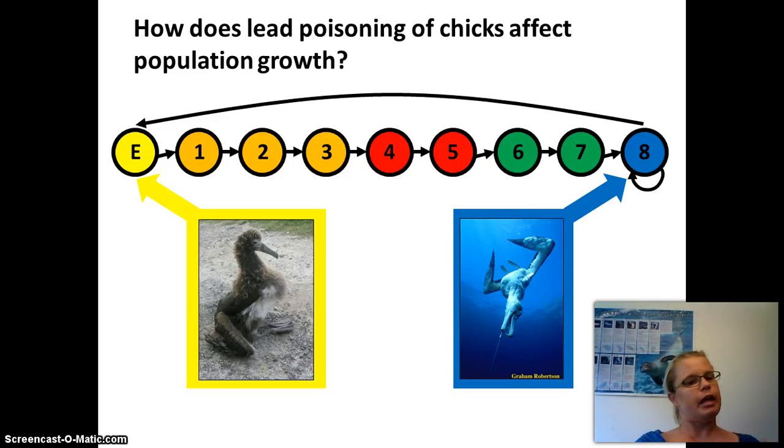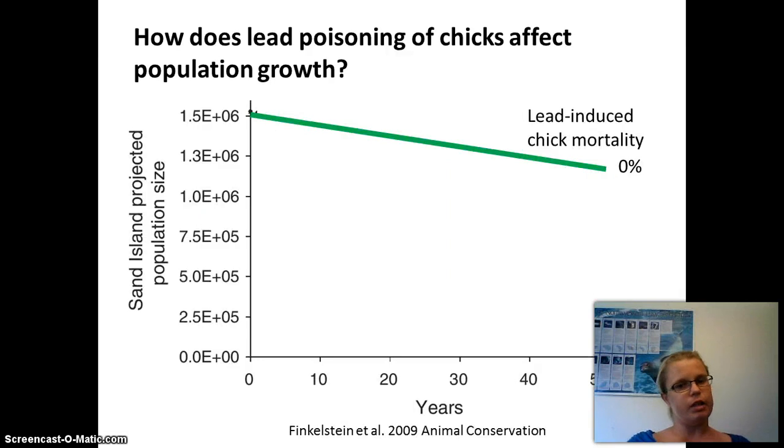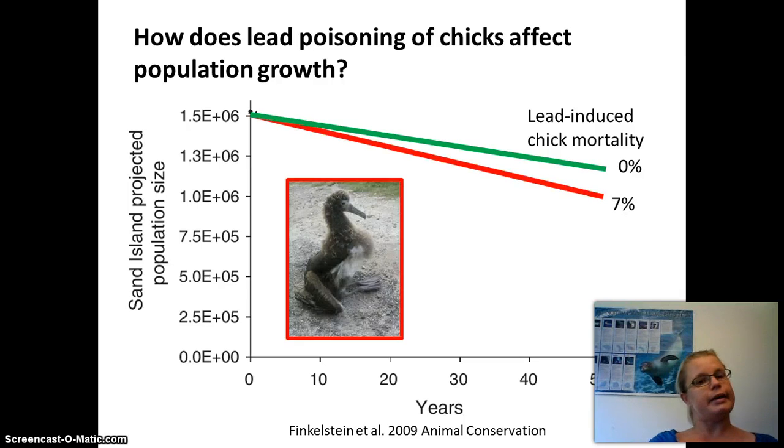So let's see how these two sources of mortality affect the population according to our population growth model. If there's no lead-induced chick mortality, the population is declining slowly. That was at lambda is 0.995. But if you add in 7% mortality of chicks due to lead poisoning, the population's declining even faster, which is probably what's happening in real life, at least until they started doing lead remediation.